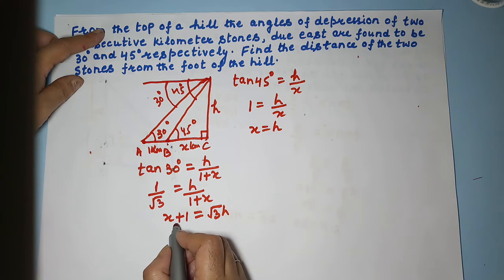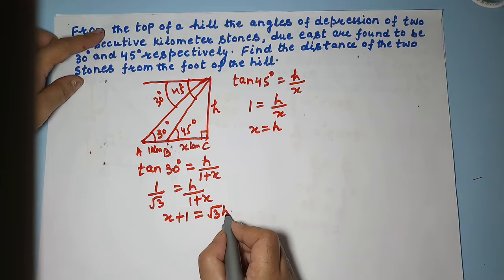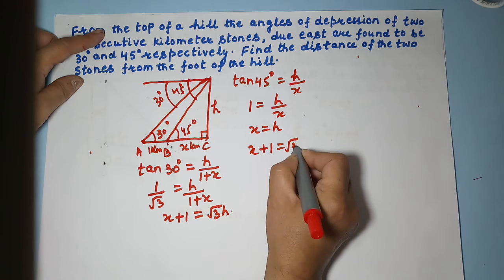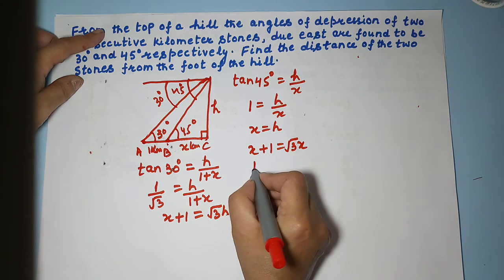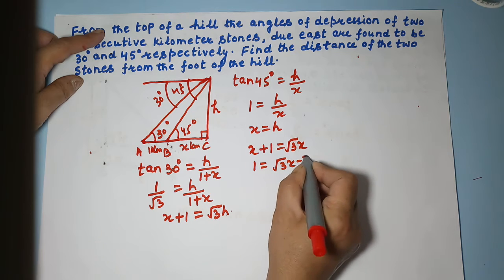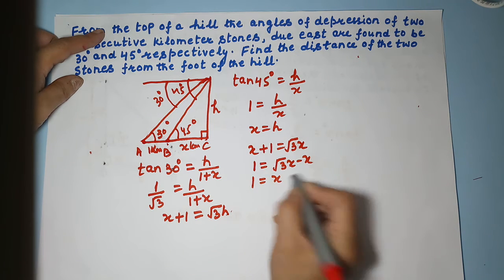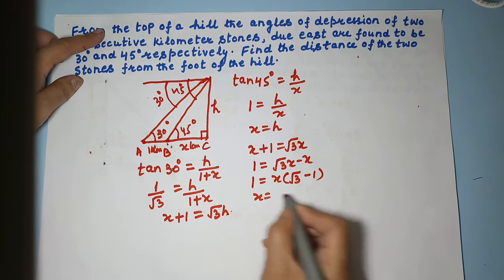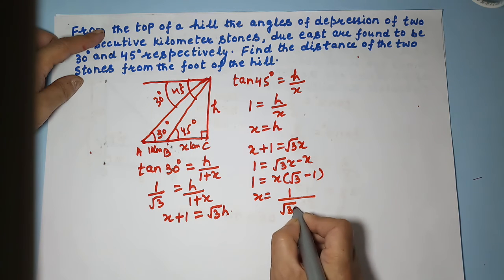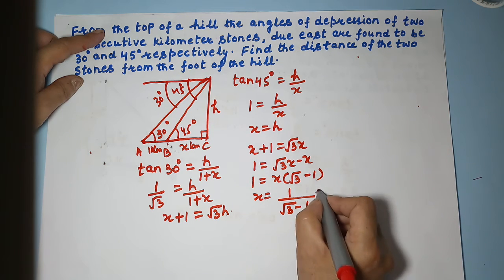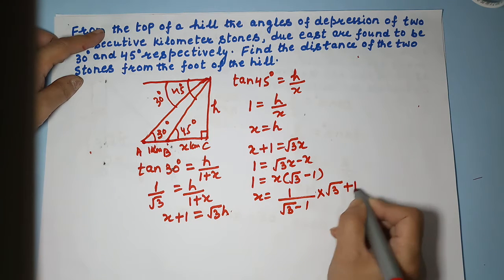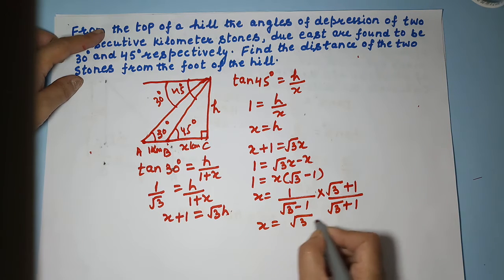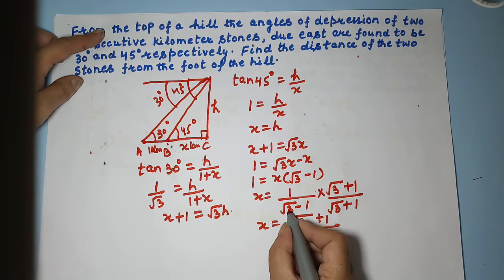So my x is equal to h. So what I will do is replace this h by x in this equation. So x plus 1 is equal to root 3 x. If I shift this x to this side, I will get root 3 x minus x. So 1 is equal to, if I take x common, root 3 minus 1. So my x will be 1 upon root 3 minus 1. Now what do I do in this case? Rationalization. So multiply by root 3 plus 1 upon root 3 plus 1. So my x is root 3 plus 1 upon 3 minus 1, which is 2.